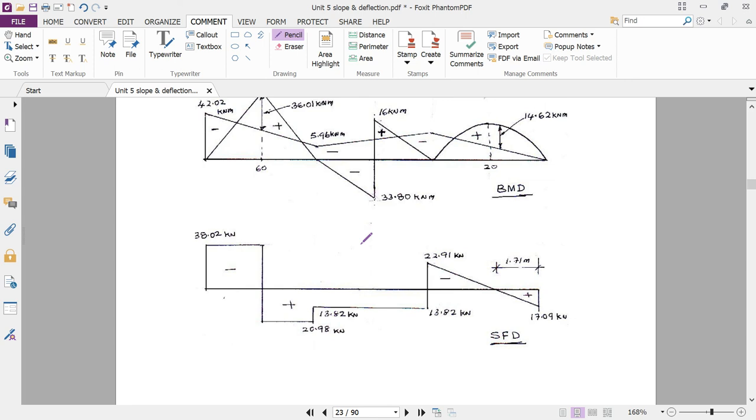Only one topic is left, the slope and deflection method applicable to the portal frame, and that portion will start in our next lecture. After that, it will complete our unit number 5.